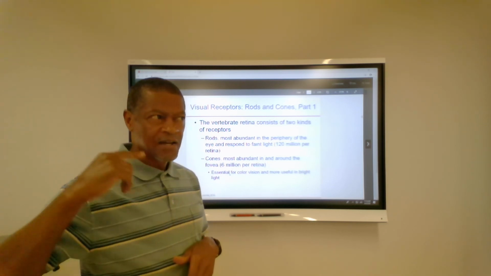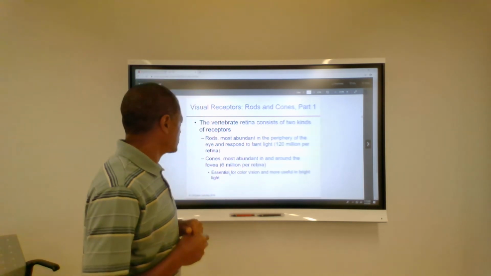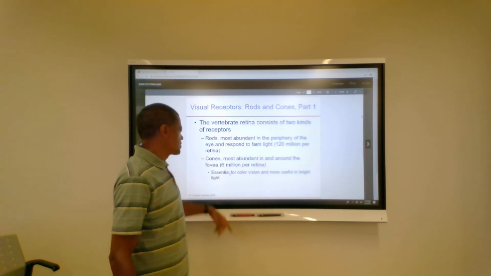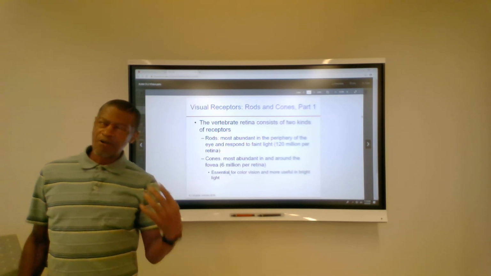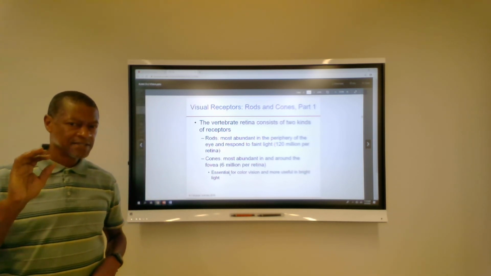Dim light, rods outside, night vision. So about 120 million rods to about 6 million cones. Rods, dim light, night vision. Cones, daylight, clear vision.